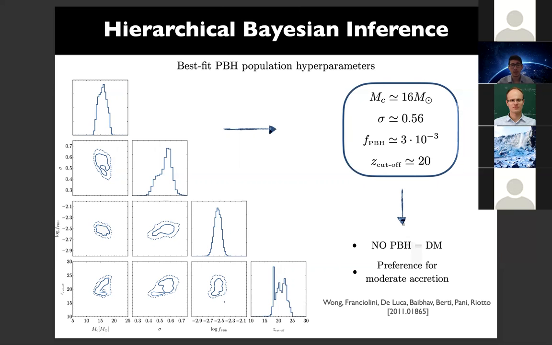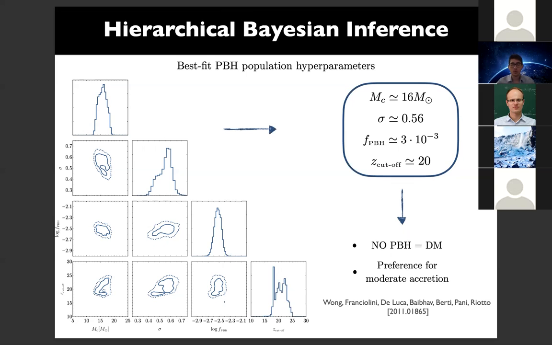So the initial mass function peaks around 16 solar masses, and it is quite broad, with a width of about 0.6 or so. Then we have found that in order to account for all these events to be primordial, the PBH abundance has to be around 10 to the minus 3 or so. So in order to explain these events, primordial black holes cannot represent the full dark matter. And finally, we've also found a preference for moderate accretion, so zeta cutoff around 20.